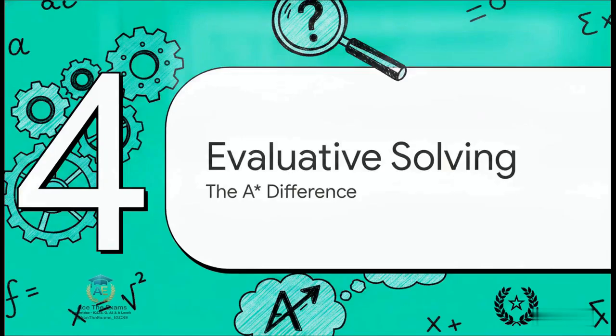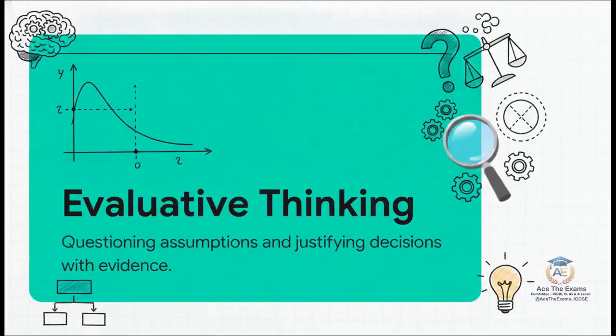Finally, Section 4, Evaluative Problem Solving. This is the A-star difference. This is how we push your mark potential from 80% straight to 100%. Let's elevate your mindset. Top-scoring candidates do not just calculate blindly. They demonstrate evaluative thinking. They question assumptions, they consider limitations, and they justify every decision.